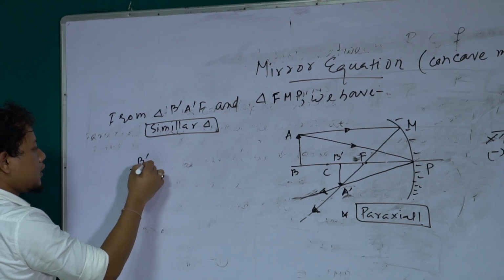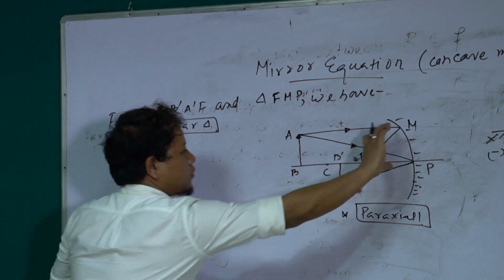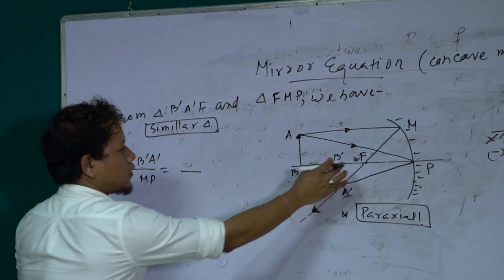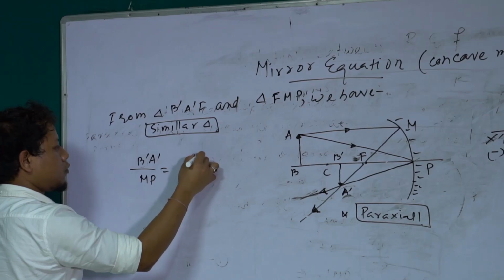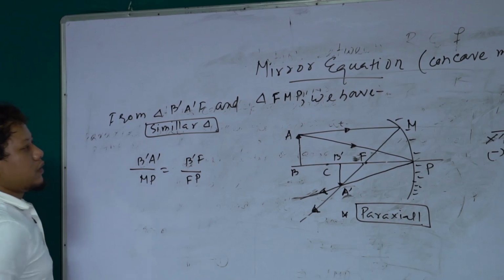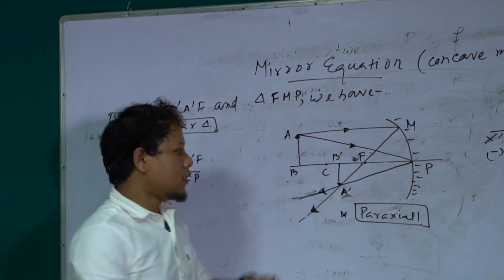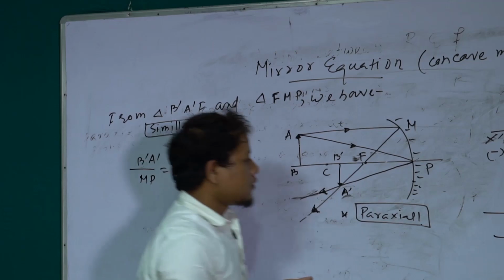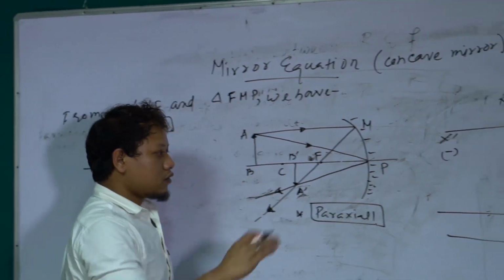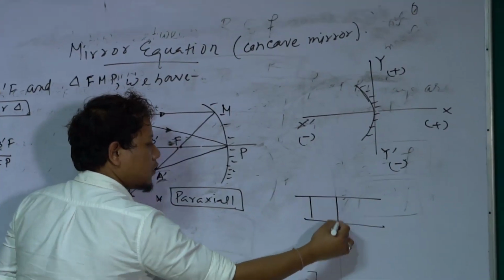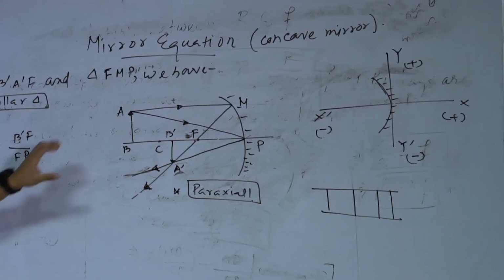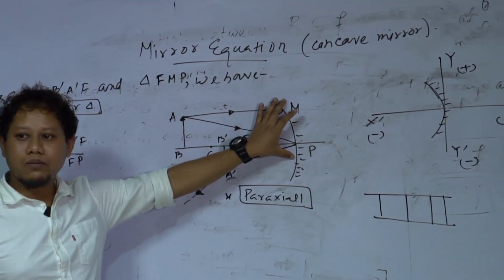So we can write B dash A dash divided by MP equals B dash F divided by FP. The proportion ratios are equal. Now as I told you, this is a straight line and these two lines are parallel. Here I am drawing these two rays. These are the two particular rays. If the rays are parallel, at any point their distances must be equal. This is the meaning of parallel rays. So we can write AB is equal to MP.